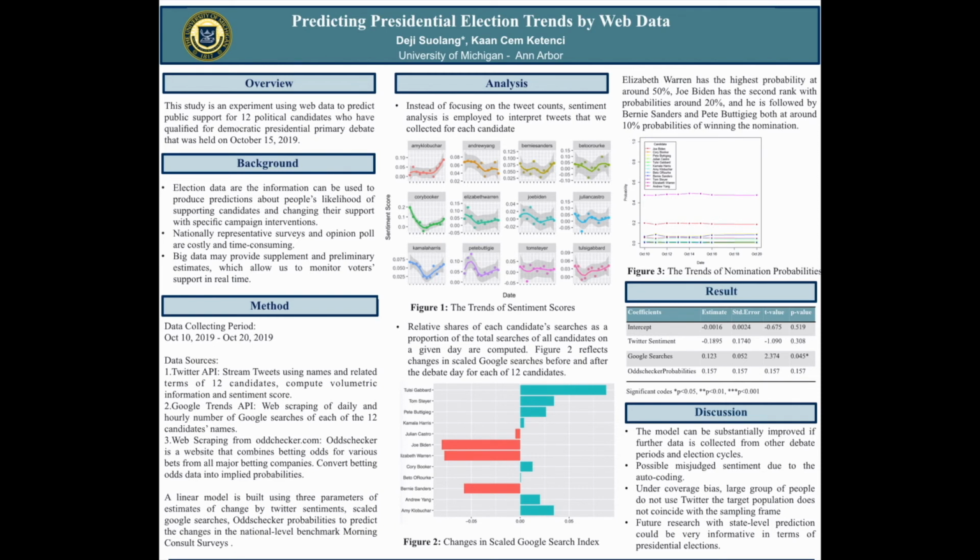In the discussion section, I pointed out a few limitations of our study. First of all, the data have been collected for only one debate period, and therefore we believe our result can be substantially improved if we were able to collect more data from other debate periods and election cycles. Then the limitations of automatic coding, which we talked about just a minute ago. And also, many people may not use Twitter. This group of people may share very different characteristics from the rest of the population, and it may cause some undercoverage bias if we use Twitter data.